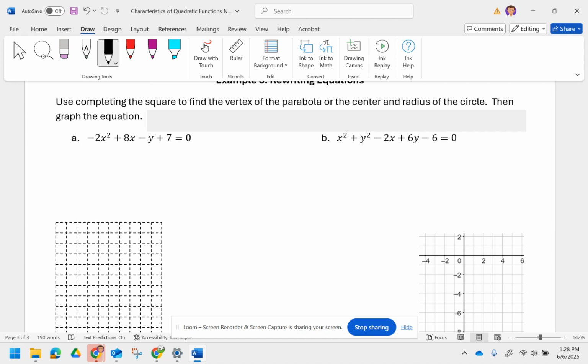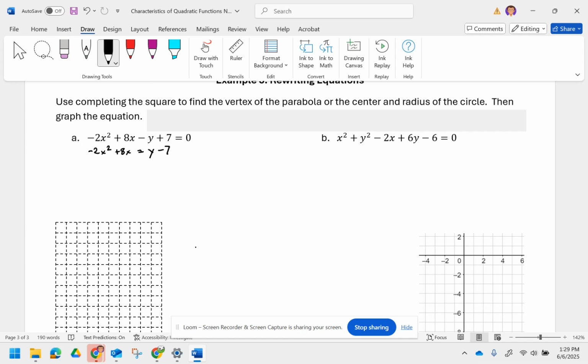First thing with this one, I notice I don't have a y squared, so I'm just going to get this y over to the other side. Same with the constant number 7. I just want my x terms over here on the left, so I'm going to have negative 2x squared plus 8x is equal to a y minus 7.